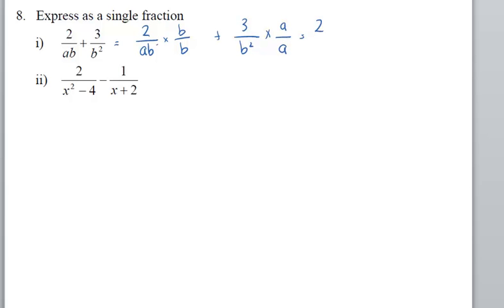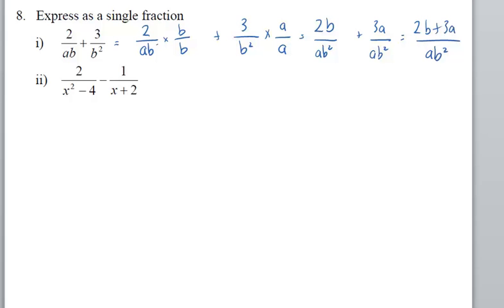So we're ending up with 2 times B on AB squared plus 3 times A on AB squared. Our denominators are the same, so we can just add our numerators. We have 2b plus 3a on AB squared.